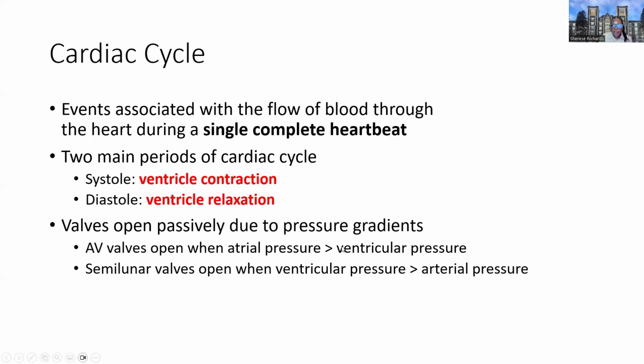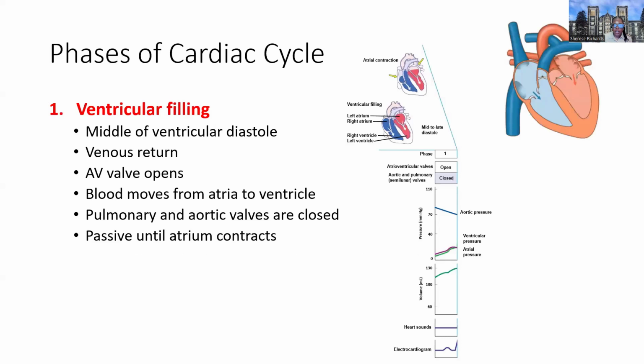Now, we discussed this concept previously, the fact that valves open passively when the pressure changes. For the AV valves to open, the atrial pressure must exceed the ventricular pressure, and then they open passively. When that pressure is no longer higher, they'll close passively as well. The semilunar valves open when the ventricular pressure exceeds the pressure in the artery, be it the aorta or the pulmonary artery. Those pressure differentials are crucial for keeping the cardiac cycle going.